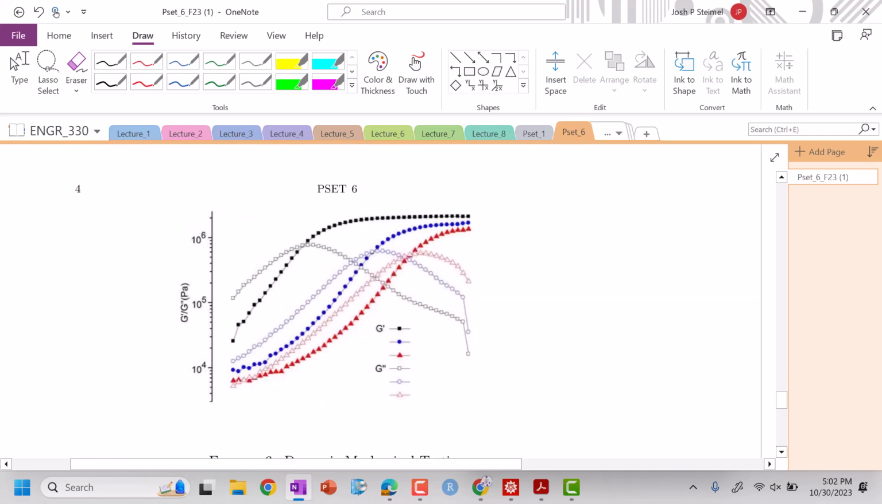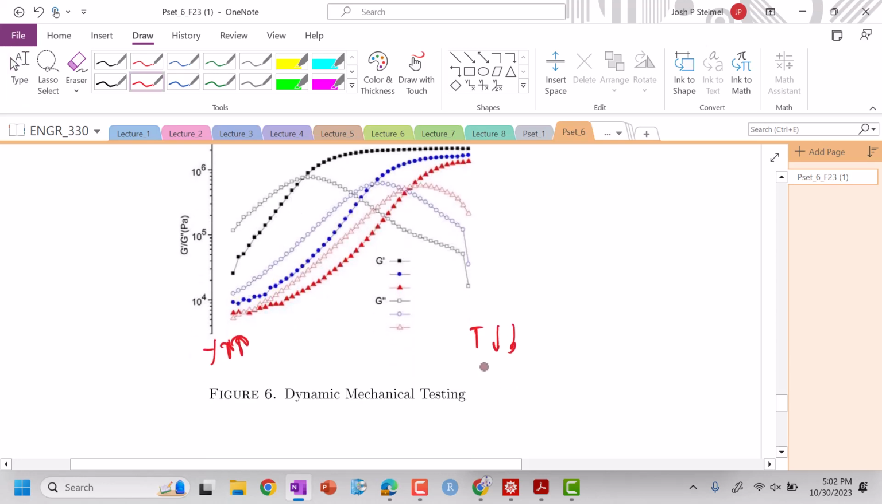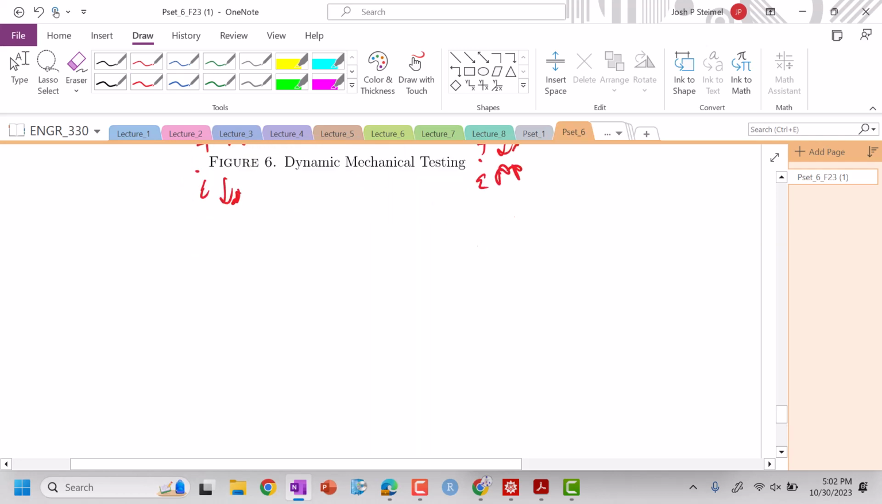So let's do temperature. If this is my G prime, I know that temperature is low, and temperature is going to be high over here. The same thing for time: time will be low, time will be high right here. And then finally, my rate will be high here, my rate will be low here. There you go.